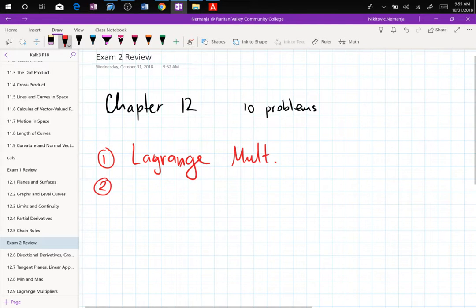Number 2, obviously, tangent plane. Tangent plane is not just the tangent plane. Tangent plane is also linear approximation. So tangent plane has multiple things that attach to it, so we want to make sure we have the tangent plane.